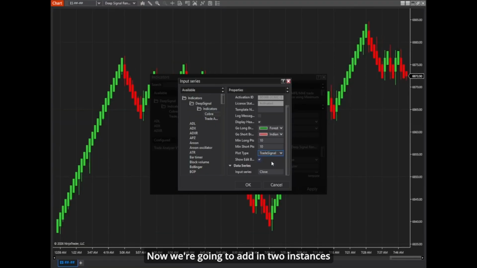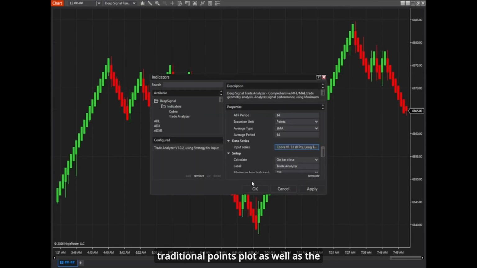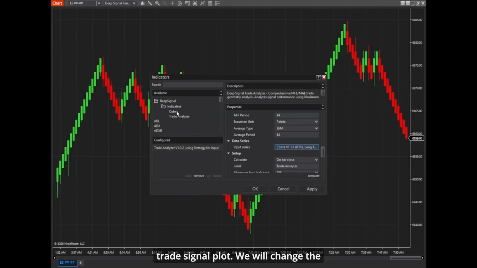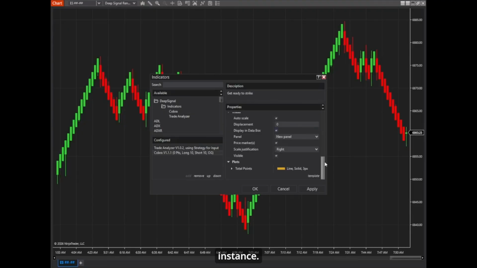Now we're going to add in 2 instances of Cobra so that we can look at the traditional points plot as well as the trade signal plot. We will change the plot type to trade signal for the second instance.